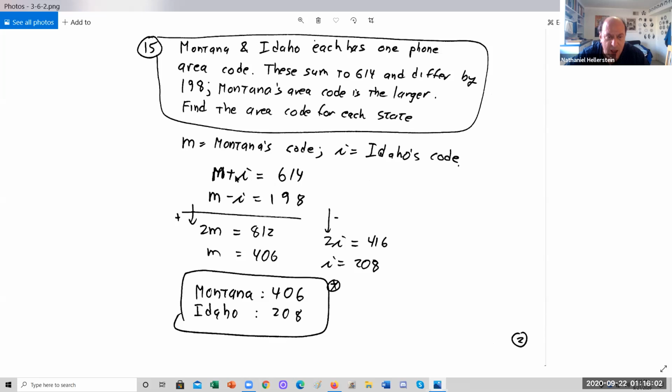Now if we subtract the equations, M minus M cancels. I minus negative I is I plus I, or 2I. 614 minus 198 is 416. So 2I equals 416, so I is half of 416, 208. So there are the area codes. Montana's area code is 406. Idaho's area code is 208.